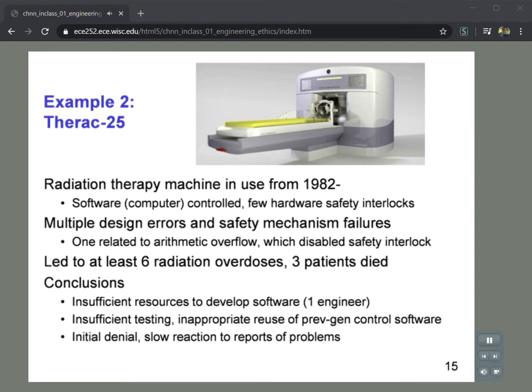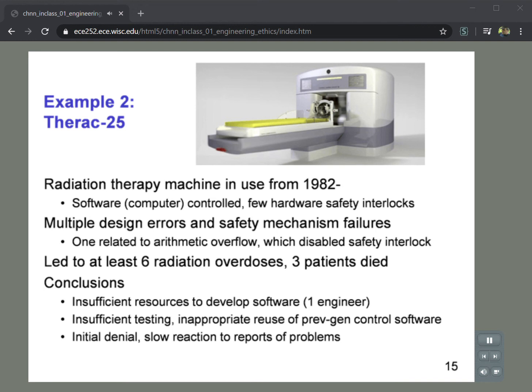So there was a previous generation machine that actually had hardware safety interlocks in it. So the control software didn't enforce those safety interlocks. They just simply used pieces of that old control software in the new generation hardware. The new generation hardware didn't have any safety mechanisms built into it, and so these disastrous overdoses of radiation became possible.